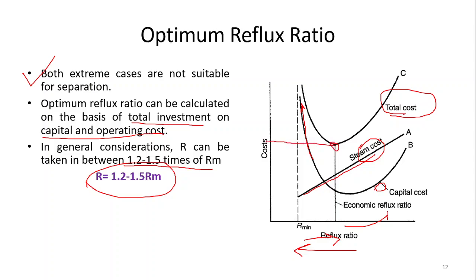This is the condition, and if you find this value from the given graph, it is basically called the optimum reflux ratio. It comes around 20 to 50% above the minimum reflux ratio. That's why we always take the R value as 1.2 to 1.5 times the Rm value.